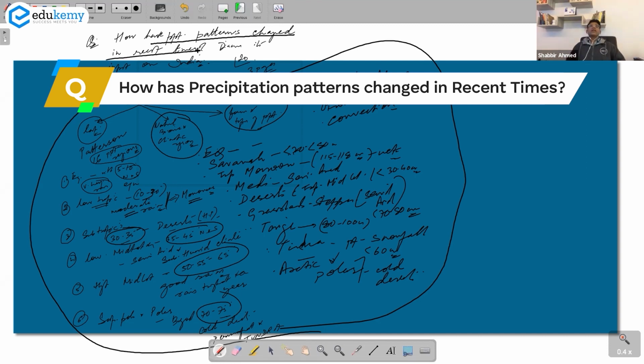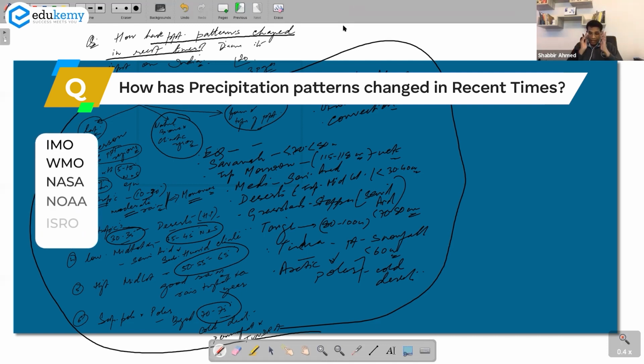Now listen, can you tell me names of some bodies or organizations who can predict this type of thing or who have studied this? Tell me two or three names. IMD, WMO, this much you know. Who else can do it? NASA can do it. NOAA, this can do so. It is from the US, it can do atmospheric studies and ocean atmosphere studies. ISRO can do that.